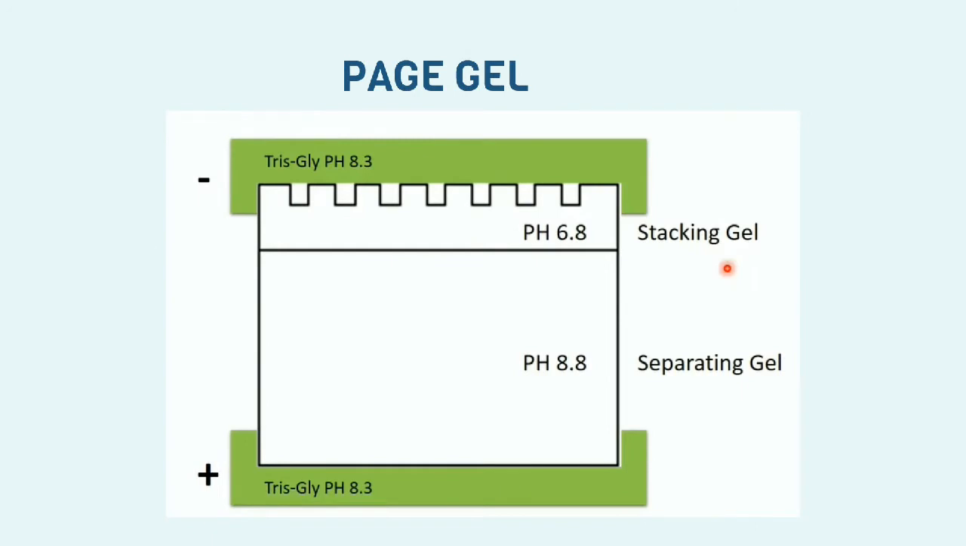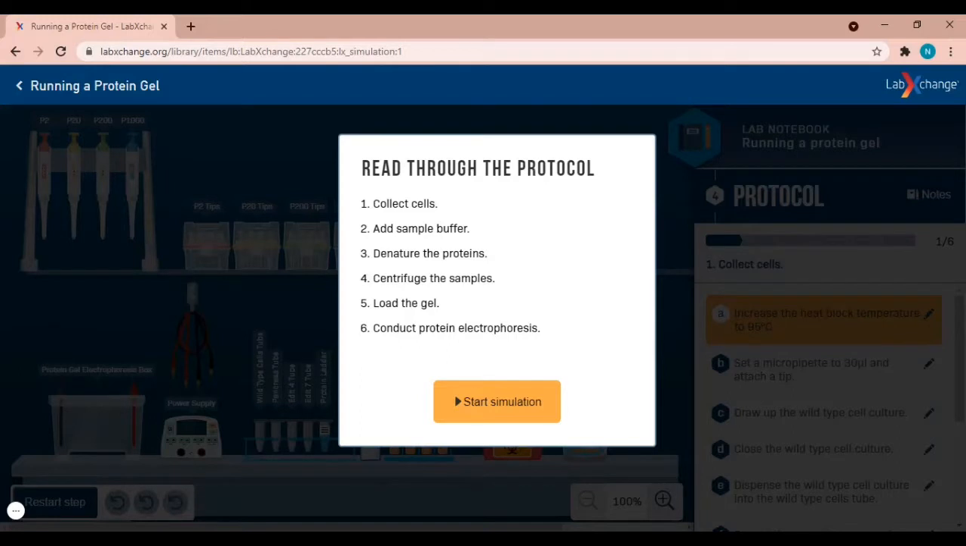So that is the PAGE gel diagram. The PAGE gel is divided into 2 parts, which are the stacking gel and the separating gel. Okay, I can start the simulation experiment. This is the protocol of this experiment. This experiment has 6 protocols.